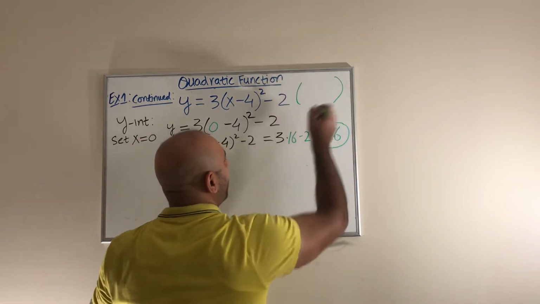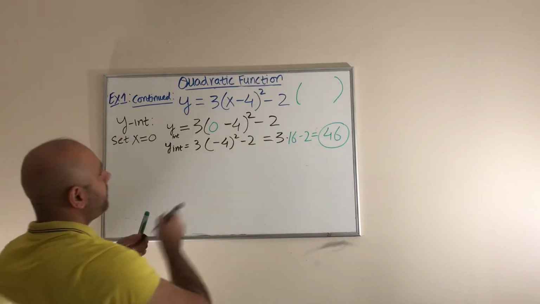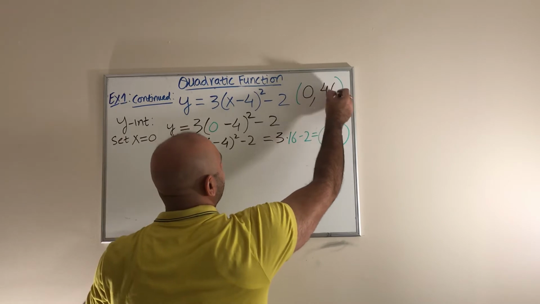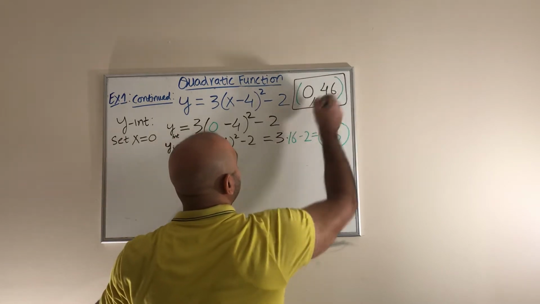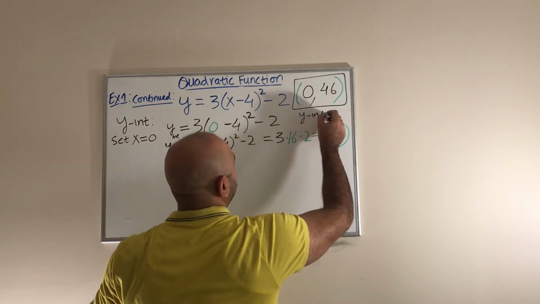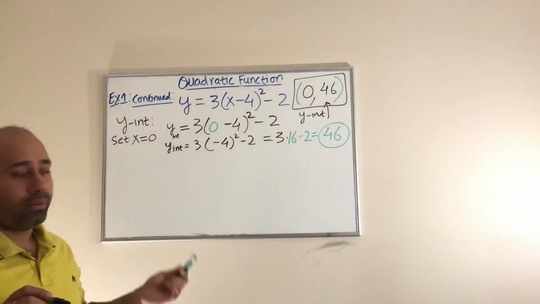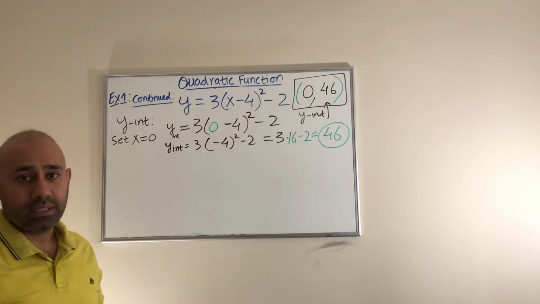So as a coordinate point, my y-intercept is what? For x equal to 0, the corresponding y value is 46. Guys, this is my y-intercept. Okay, we have our y-intercept. Now let us go ahead and find the x-intercept.